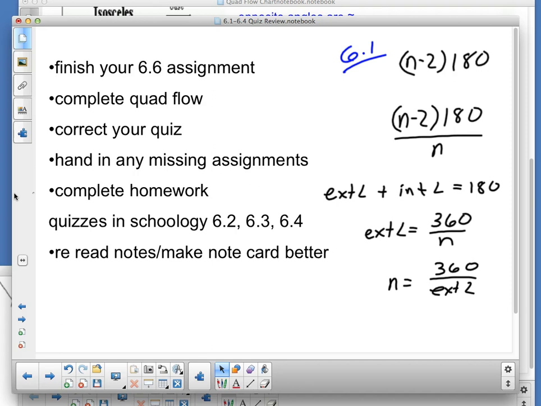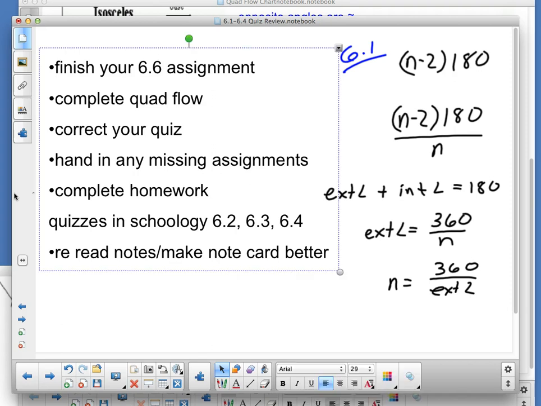But finish your 6-6 assignment, complete the quad flow. We've already done that. Correct your quiz. Hand in any missing assignments that I haven't checked off. I've been handing them back to people. Complete your homework quizzes in Schoology, 6-2, 6-3, 6-4. Reread your notes. Make your note card better. And people are like, well, what's my note card? Your quad flow chart is your note card. Fill in the back with all the other significant pieces of detail you need to be successful.